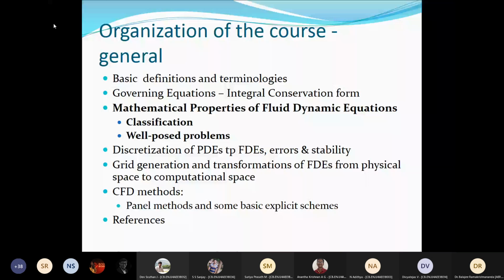Sugandhan, have you done these studies on mathematical properties of PDEs in earlier courses? Parabolic, elliptic, hyperbolic. In fluids, we did some sort of. Oh, I don't remember. What did you do there? Anyone else?